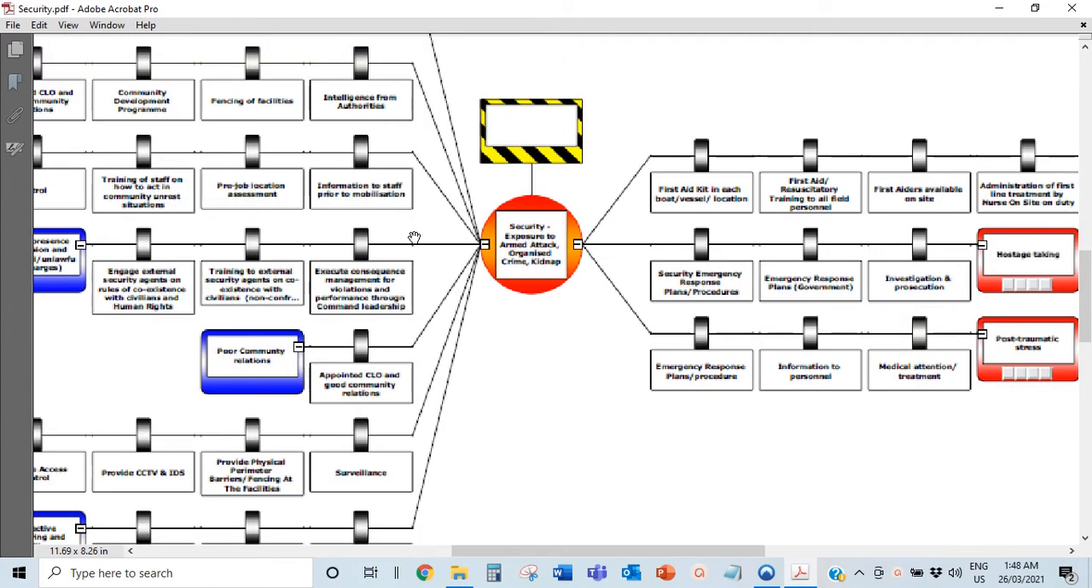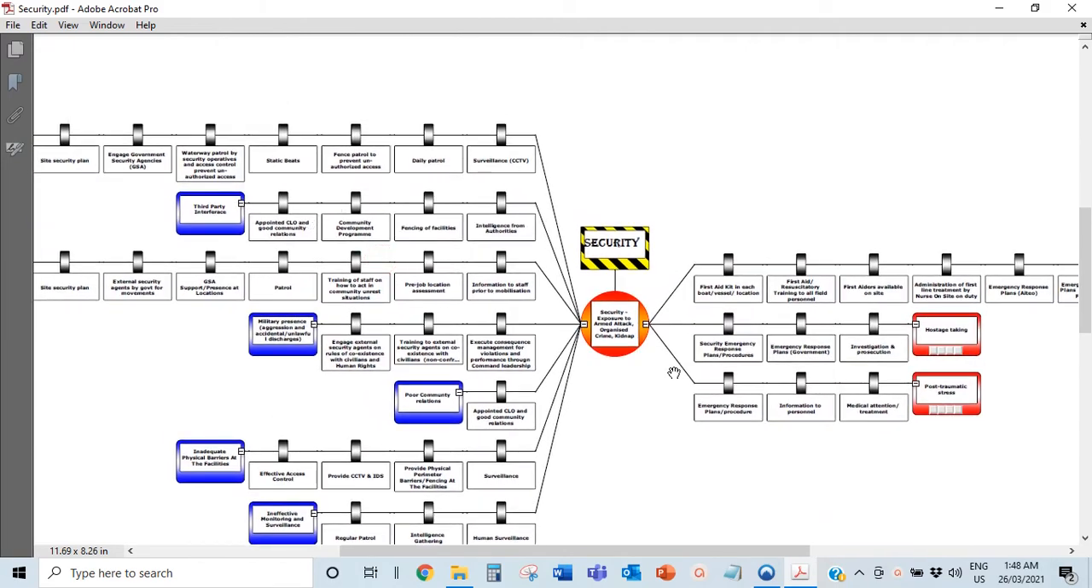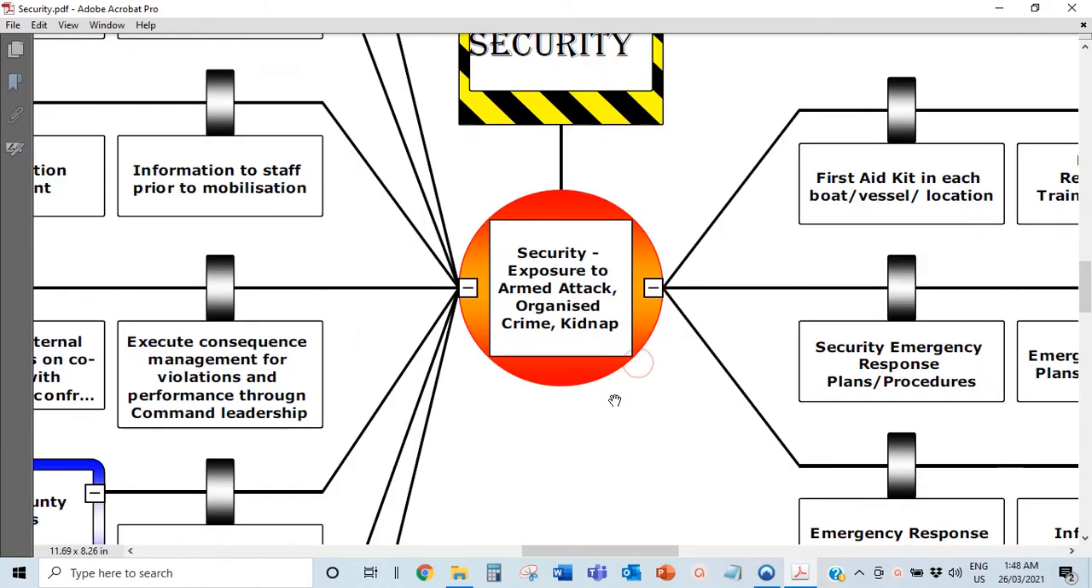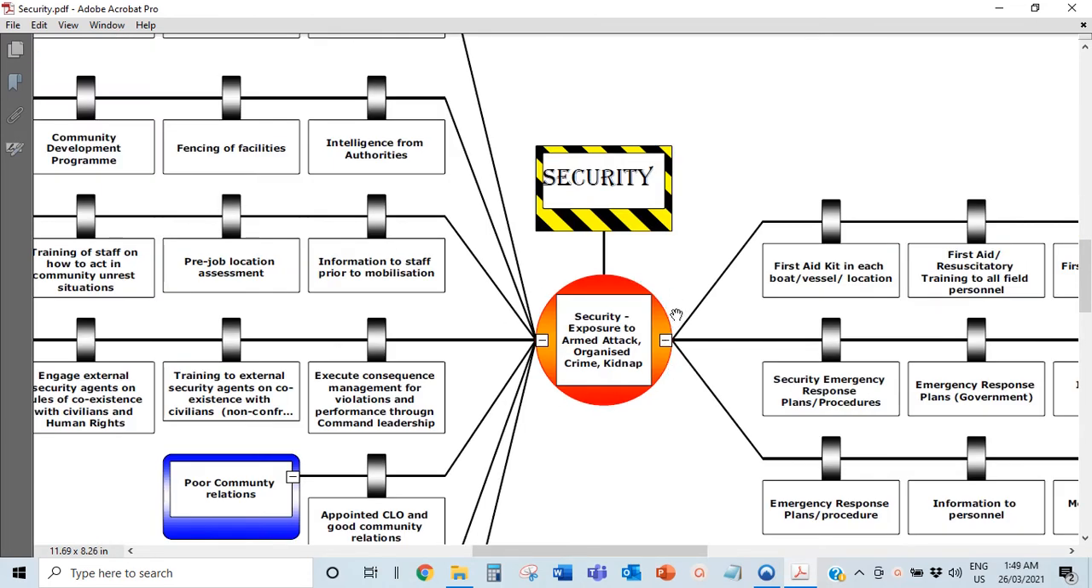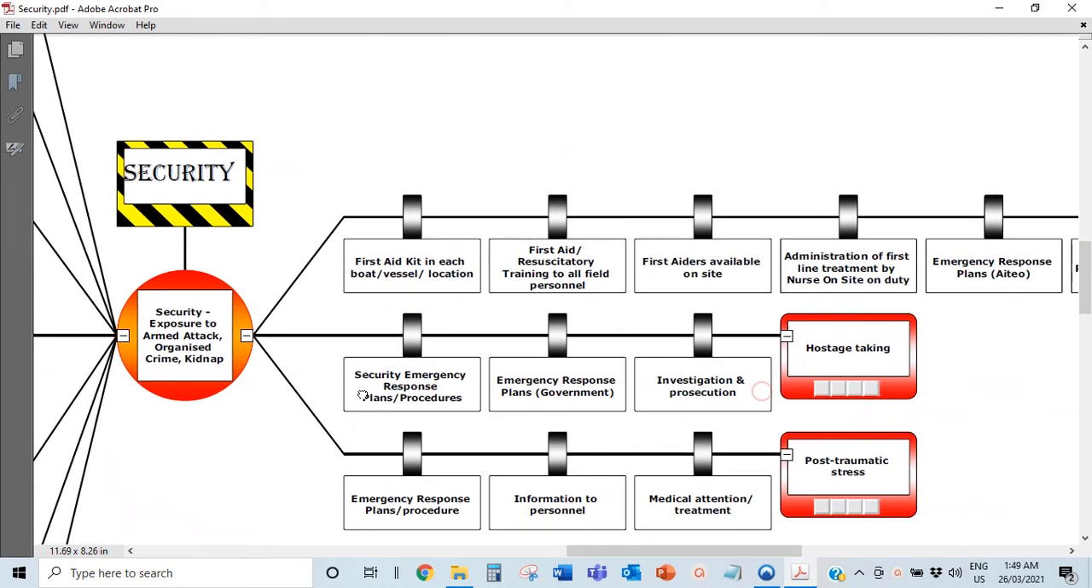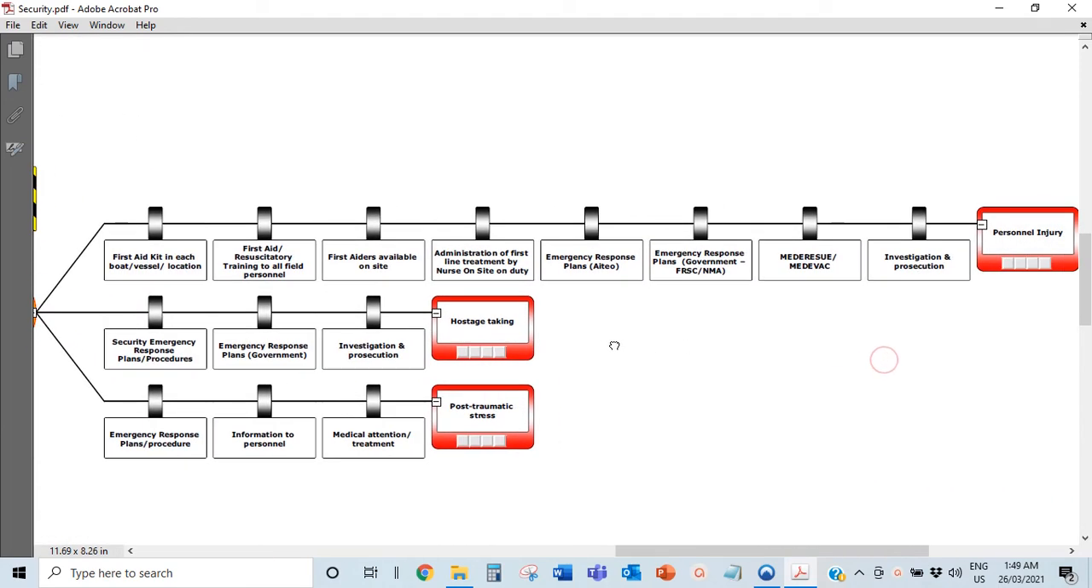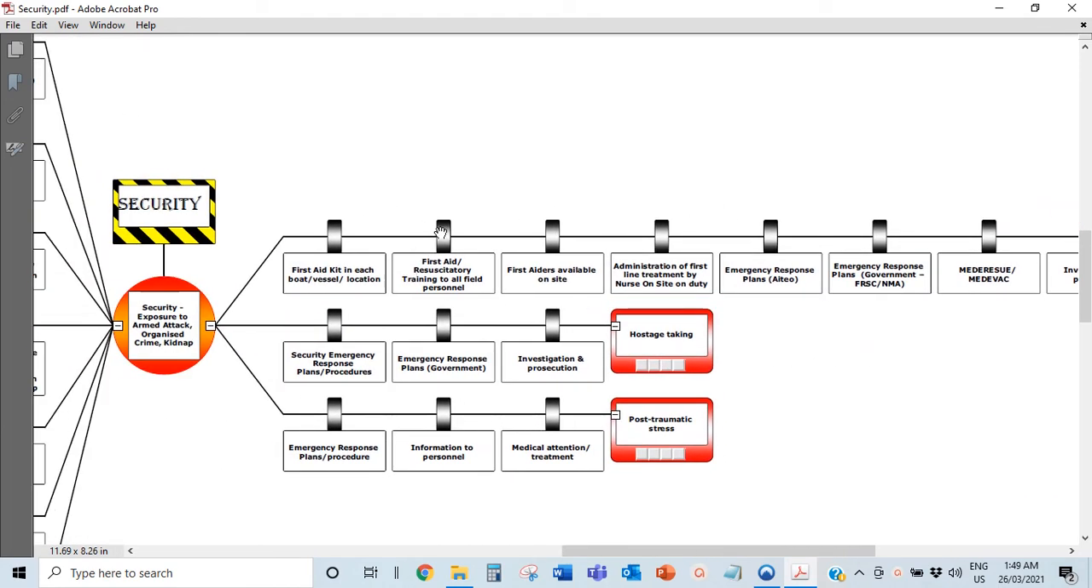Then, this is the left-hand side. We finished with the threats. So of course, worst case scenario, we have the security exposure to armed attack, organized crime, kidnap, exposure to violence. And then that has happened. They've gotten into the facility. They've kidnapped whoever they want to kidnap. They've mishandled whoever they want to mishandle. They've robbed whoever they want to rob. That is the top event. Then, these are the mitigative barriers.